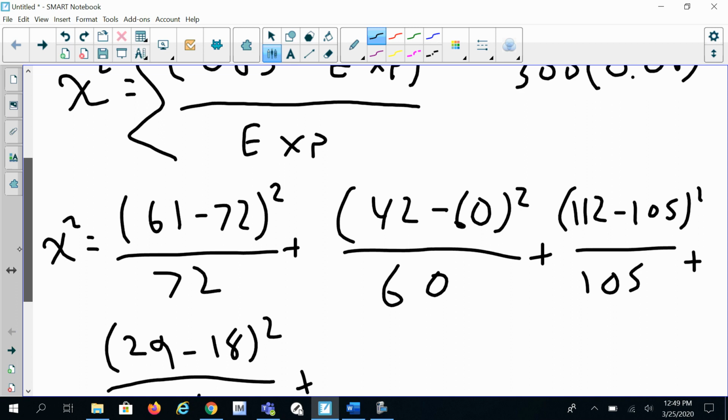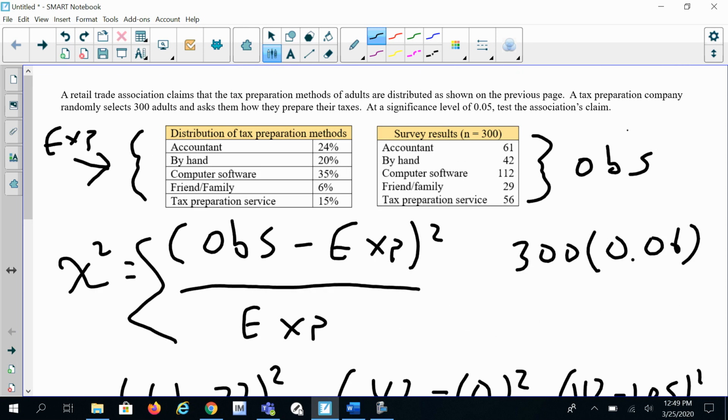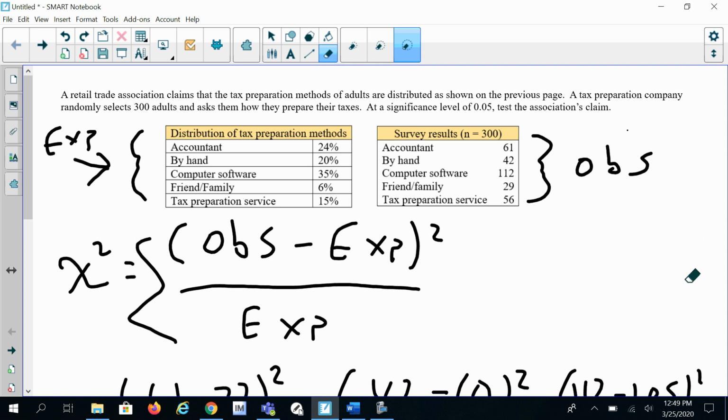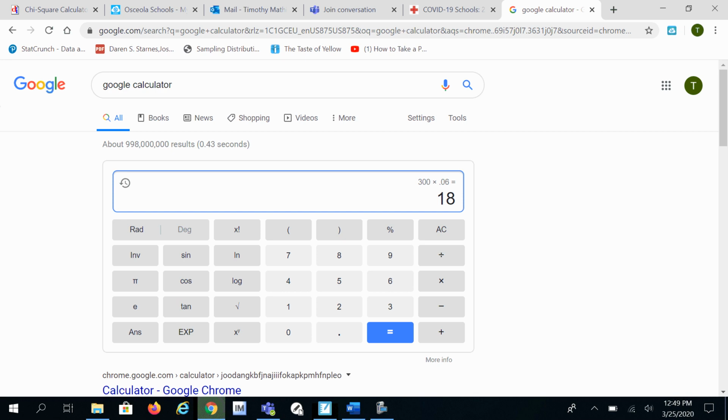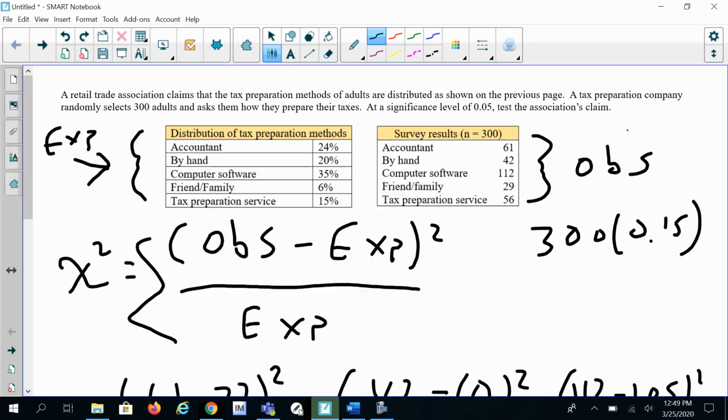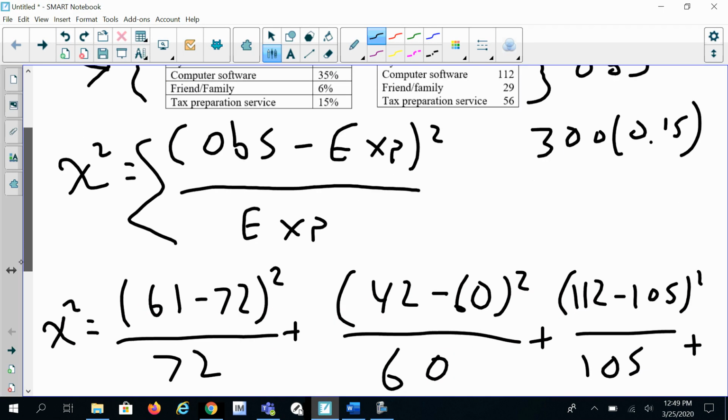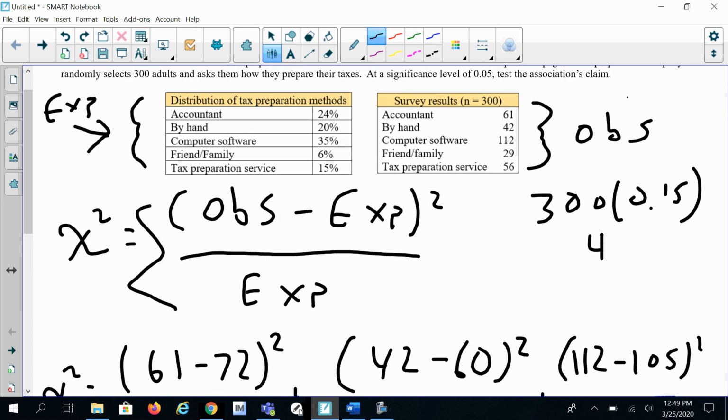Plus, the last one we have is tax preparation service. So then we need to do 300 times 0.15. I think you guys are seeing the pattern here. So 300 times 0.15 is 45. And we're done with the kind of tedious part, I guess.